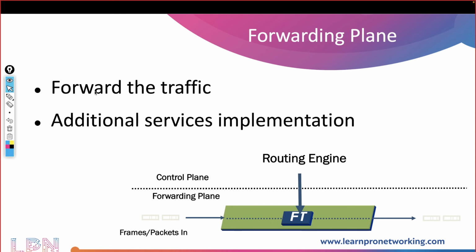So the forwarding plane's responsibility is what? Simply forward the traffic between the interfaces according to the forwarding table I received from the control plane. Then if there are additional services like quality of service, access control lists, any additional services you would like to implement, they get implemented on the PFE, not on the control plane, right? Those services are implemented in the PFE, not in the control plane.